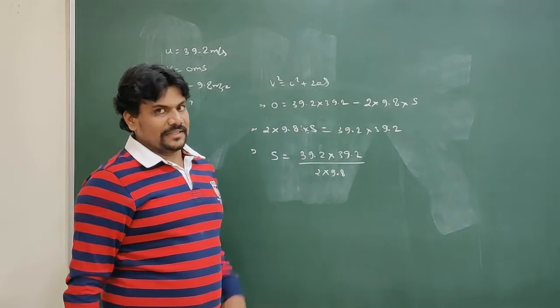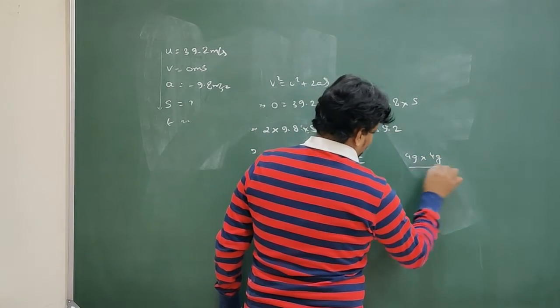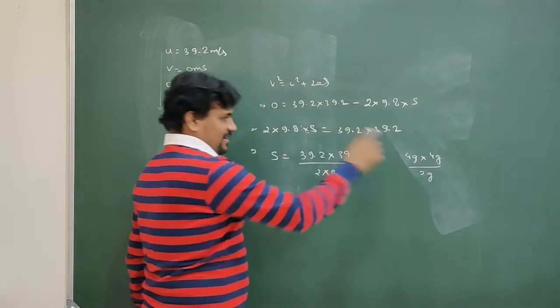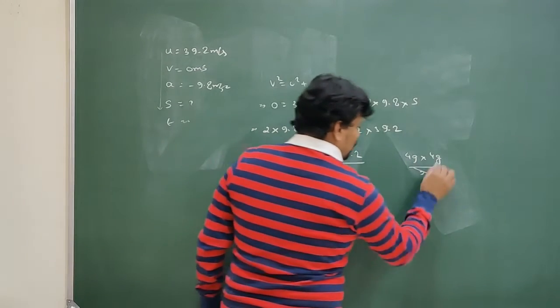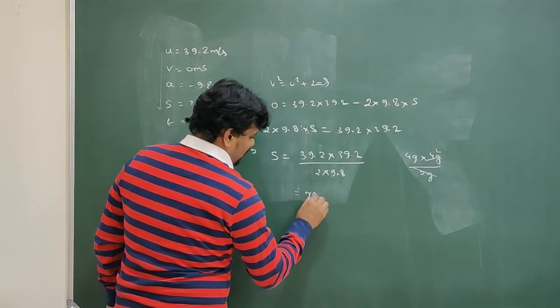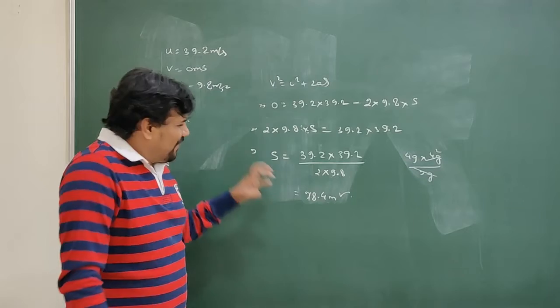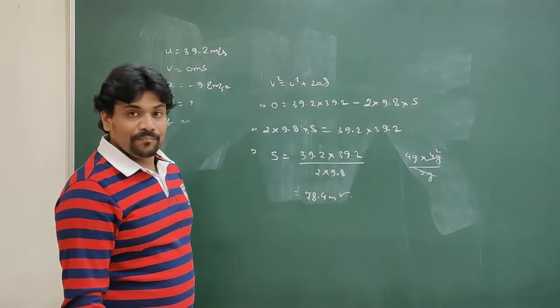लोग इसको ऐसे देखते हैं, मैं कैसे देखता हूँ बताता हूँ. मैं देखता हूँ 4G into 4G upon 2G. That's how I see it. So what happens is 2G गुजर गया, 2 4 8G is your answer. 78.4 meter is your answer. That's how I see it. So you don't have to get into the real calculation, simply.